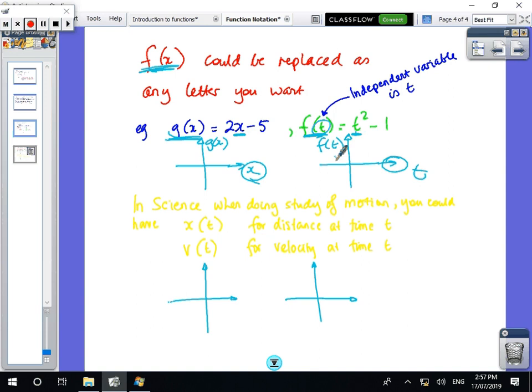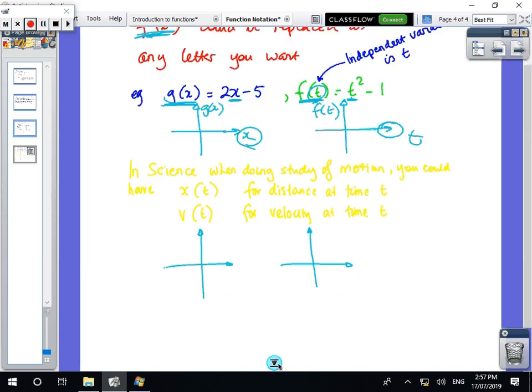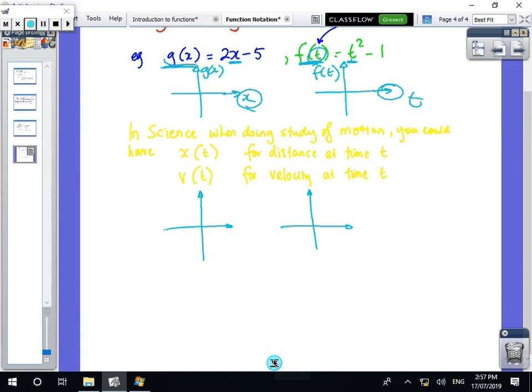And again, depending on where you're up to in science, when you study motion with displacement, velocity, and acceleration, you definitely have other letters like x(t). x means displacement, and time is the variable, or velocity with time as the variable. So if you're plotting it, it's t versus x(t), or t versus v(t). So it doesn't matter. You can change the letters for the independent variable and the dependent variable. Okay, copy that and come across.